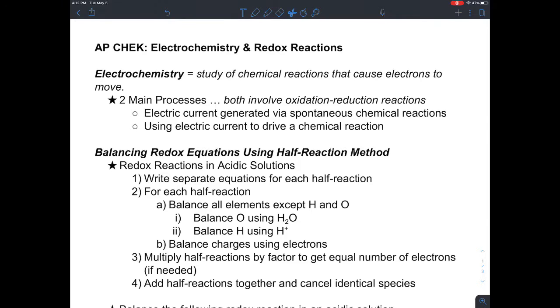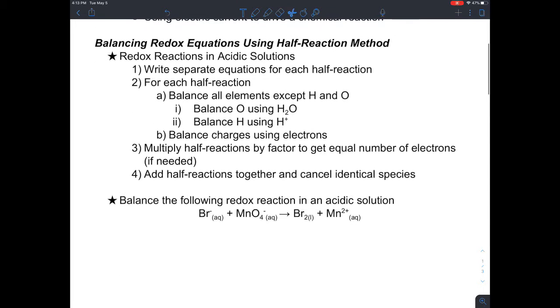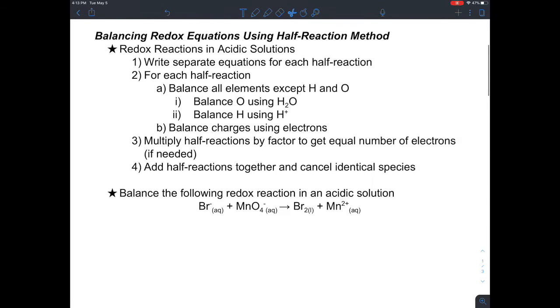And before we can even do that, we need to go back and brush up on redox reactions, and then we're going to go that next extra step of looking at these reactions in either an acidic or a basic solution. That is where our focus is going to be with this check. I'm going to start us off with the first one, which is to take a look at what happens in an acidic solution.